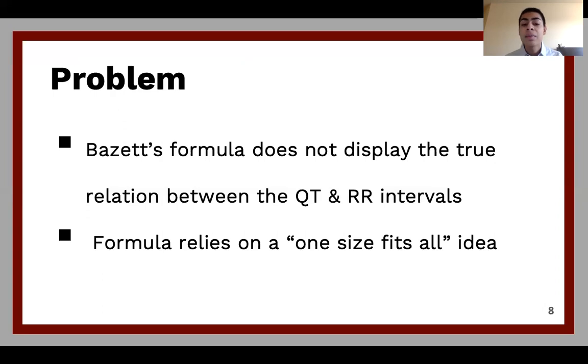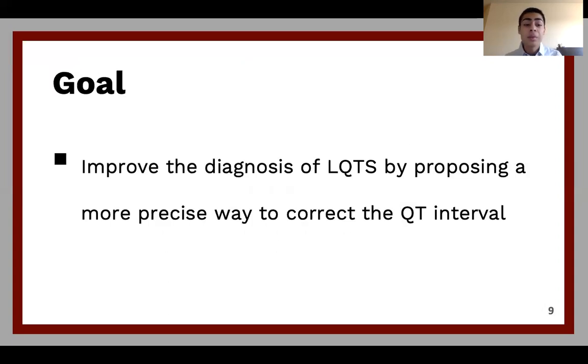And instead, the formula should be tailored to fit a specific individual's QT and RR relation so that a better corrected value can be outputted and considered in diagnosis. So the goal, of course, of this project would be to improve the diagnosis of long QT syndrome by proposing a more precise way to correct the QT interval.